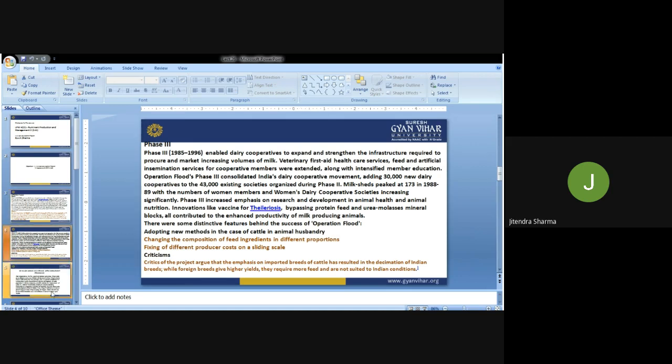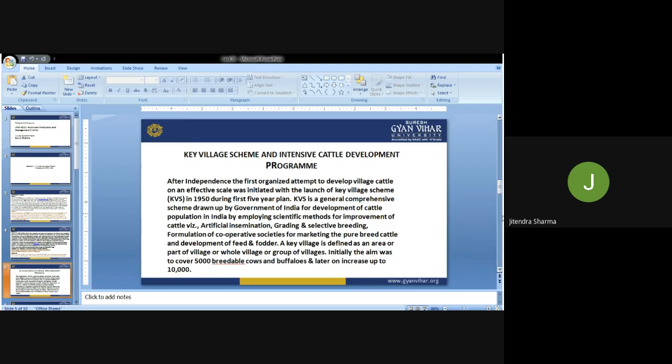Now there is another program, which we call the Key Village Scheme and Intensive Cattle Development Program. These are two programs actually, which came just before Operation Flood, just after independence. Certain key villages were designated by the government of India for the development of the cattle population in India, employing scientific methods for improvement of cattle: artificial insemination, selective breeding, formation of cooperative societies for marketing pure breed cattle, and development of feed and fodder. A key village is defined as an area, part of a village, a whole village or a group of villages. Initially, the aim was to cover 5,000 breedable animals, 1,000 buffalo, and later it was increased to 10,000.